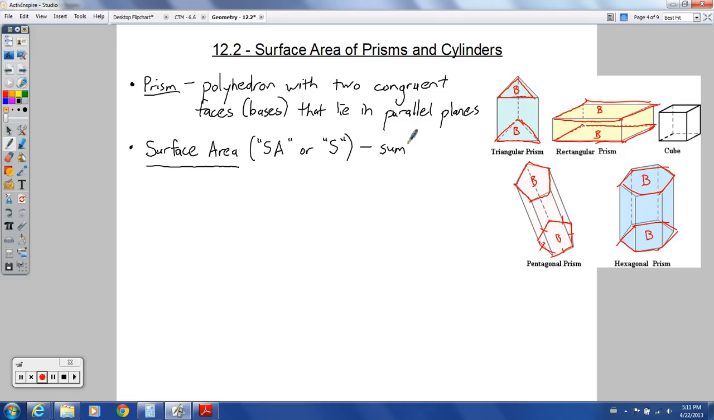And what is a surface area? Well, it's the sum of the areas. That would make sense. It's something dealing with area, but it's the sum of the areas of all the faces.